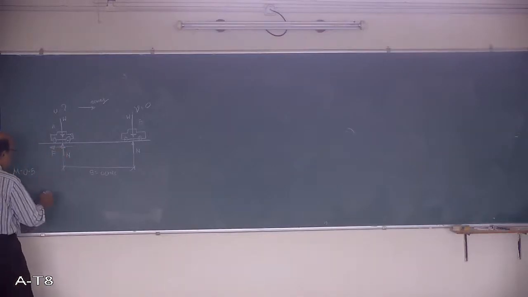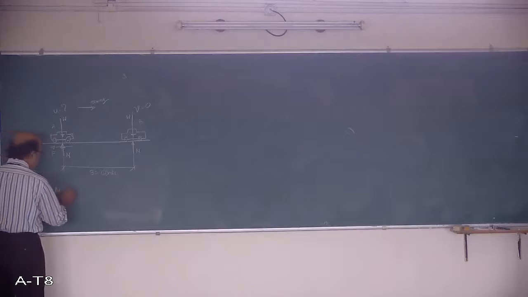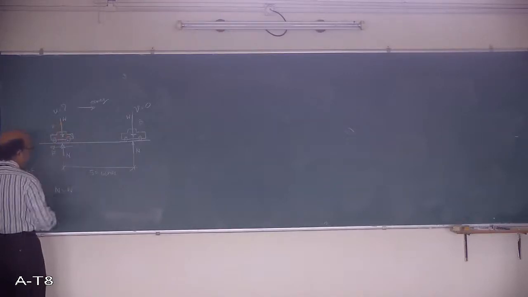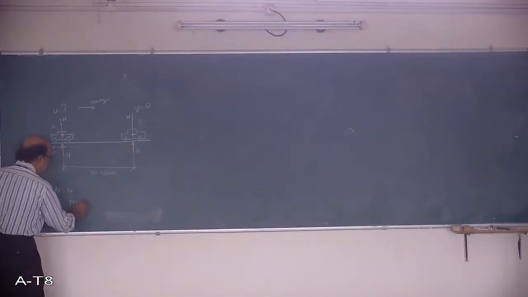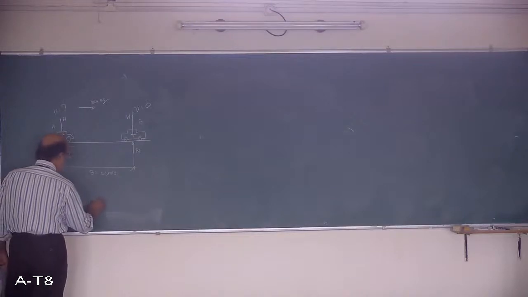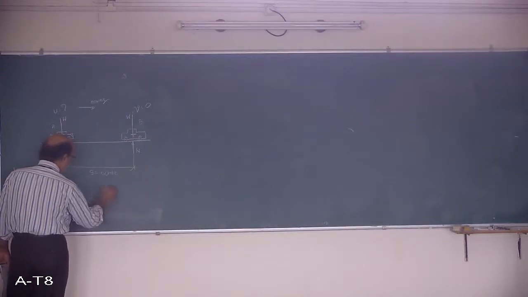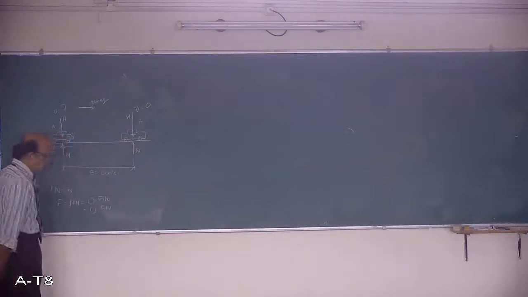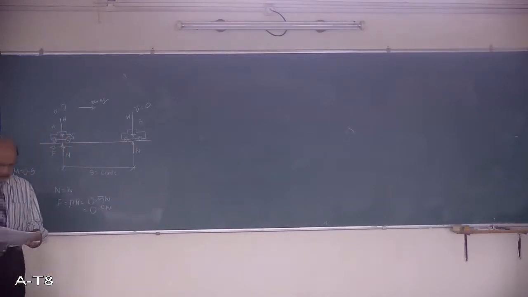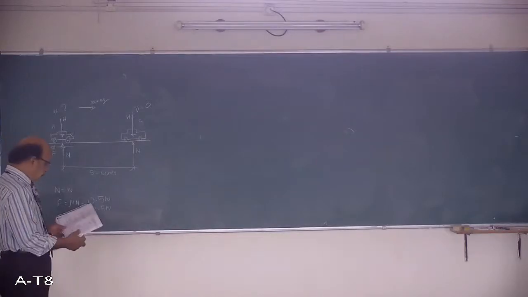Weight is acting, very simple here. N is equal to W because it is on a plane surface: weight is acting downwards, so the reaction should be upward, which is N. And F is equal to mu into N. Mu is 0.5 and N is W. You will get 0.5 W Newton. That is the frictional force acting in this direction.